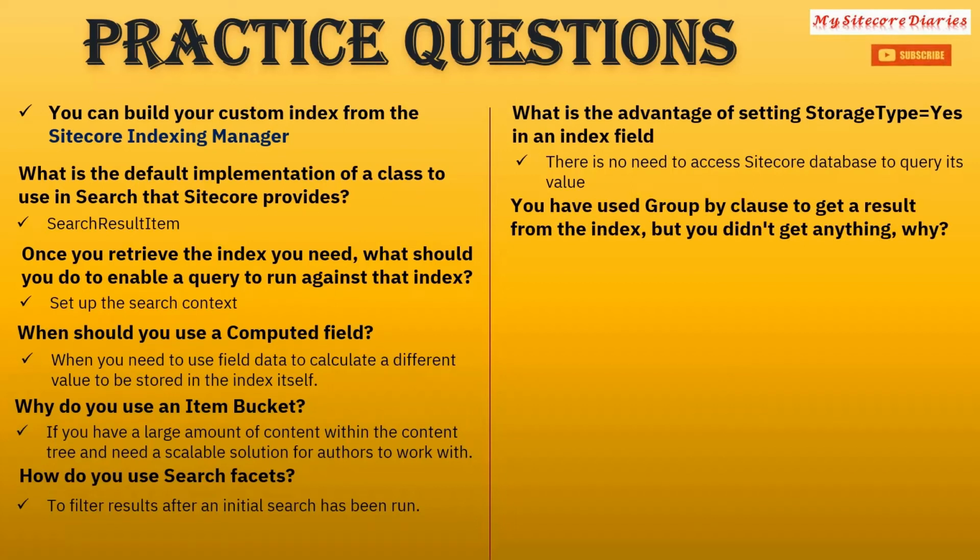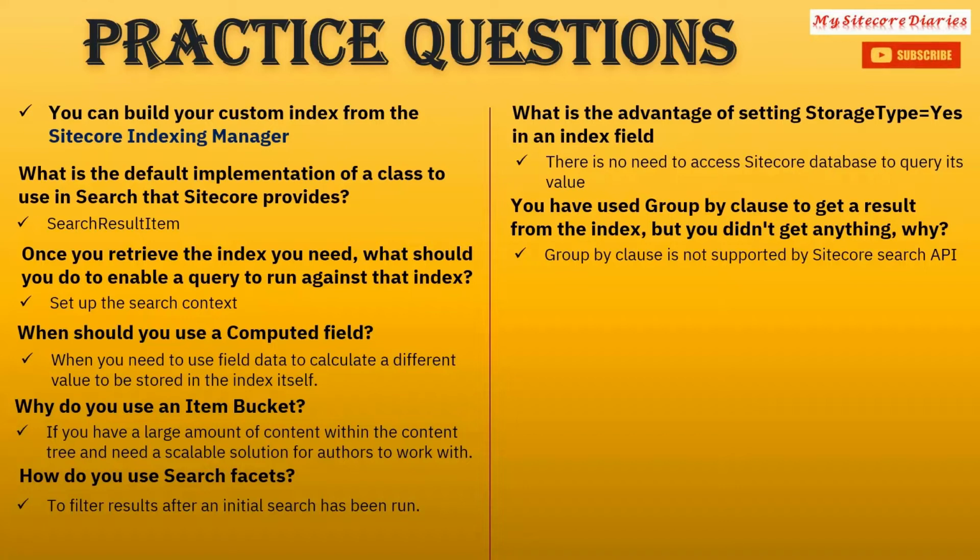You use a group by clause to get a result from the index, but you didn't get anything. Why? A group by clause is not supported by the Sitecore Search API. When I say it's not valid, I'm talking about it from the Sitecore 10 search point of view. As we know, we have moved to Solr now from Lucene in the 8.9 version, so there is a lot of optimization also done. These are the questions which came in the previous examination, so maybe some are valid, some may not be. It's better to just go through those questions. So I'm just going through this.